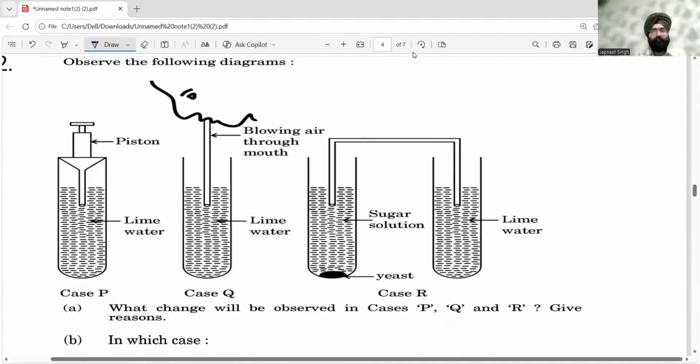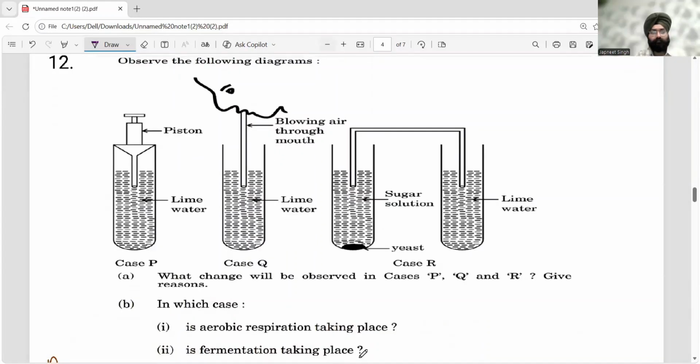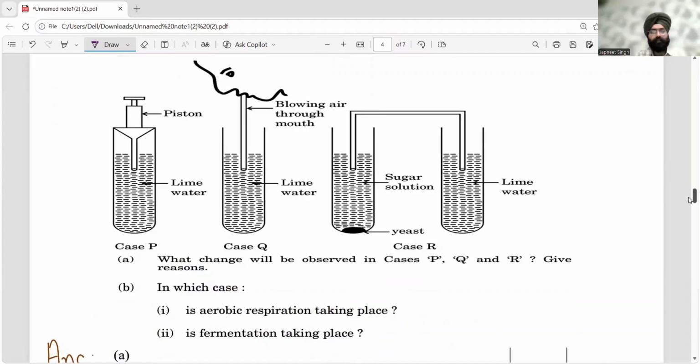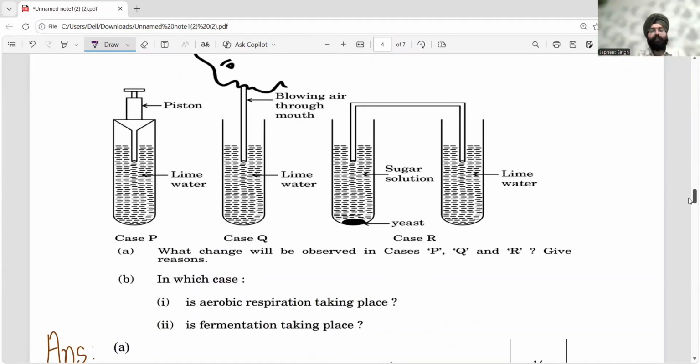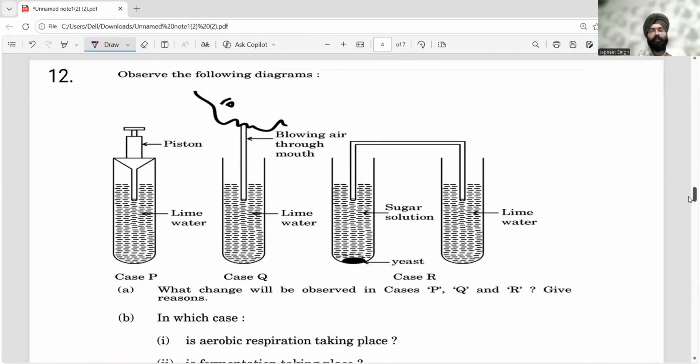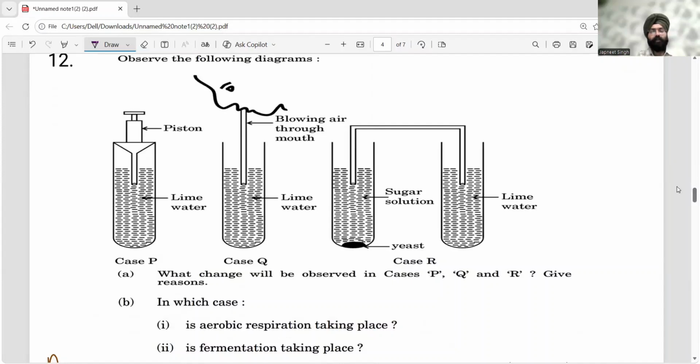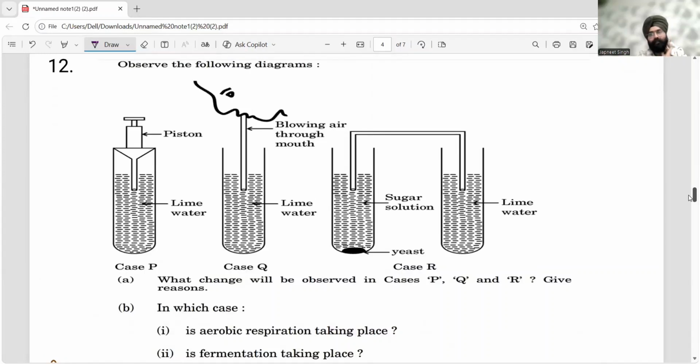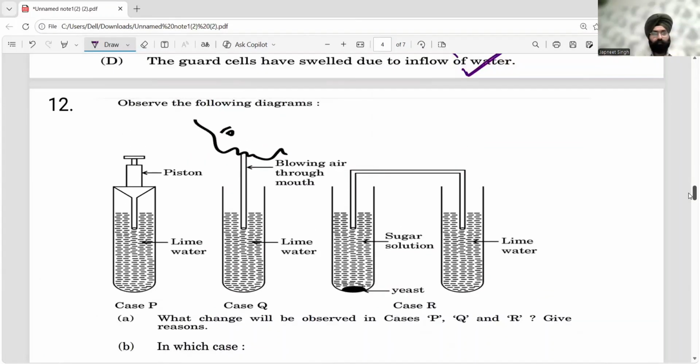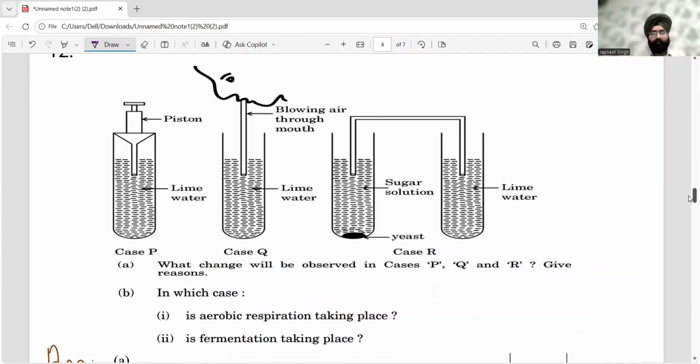Next question is very, very important. 12th one. What change will be observed in case P, Q and R? There is a piston over there and there is lime water present in it. In case of Q, the person is blowing air, and in case of R, there is a sugar solution and lime water.